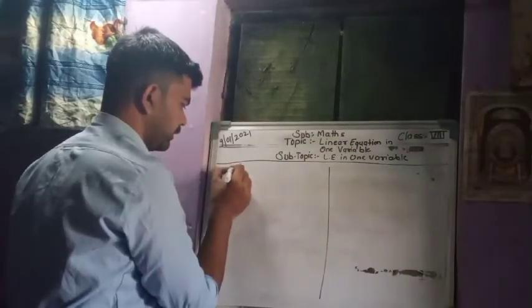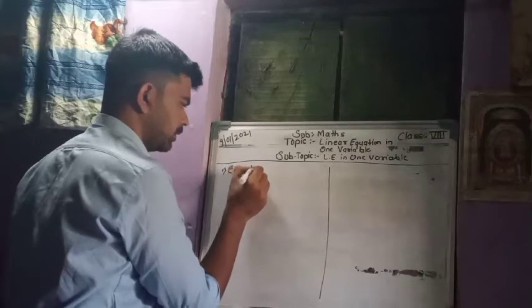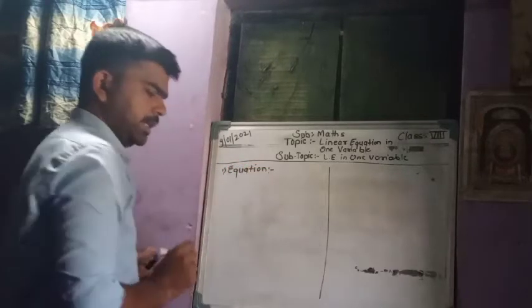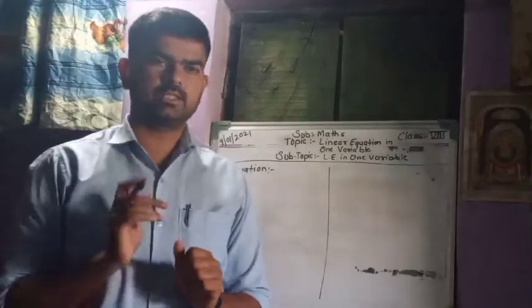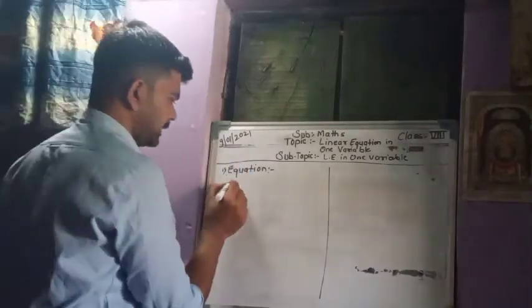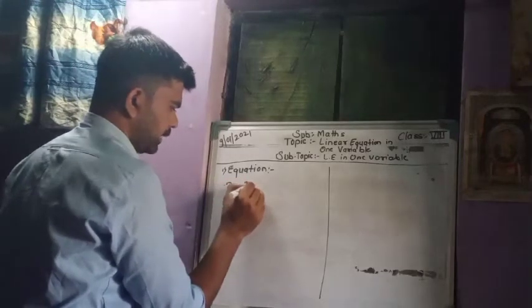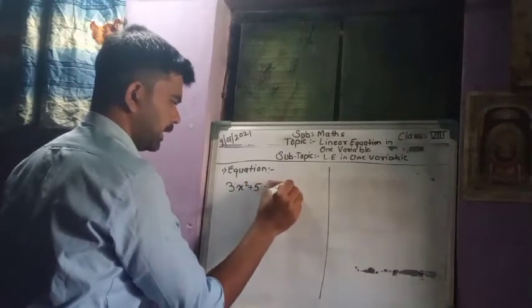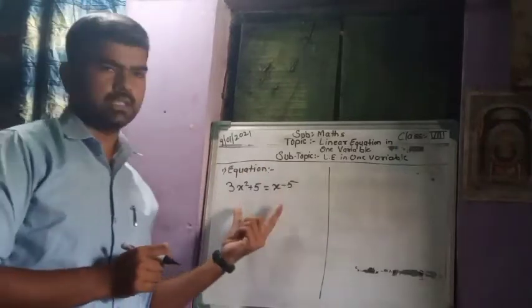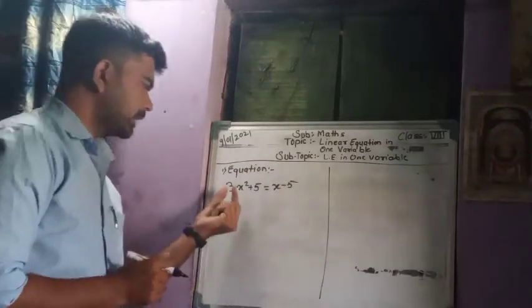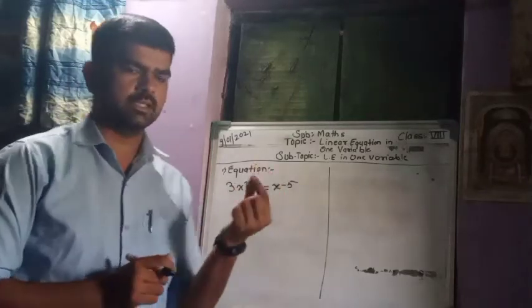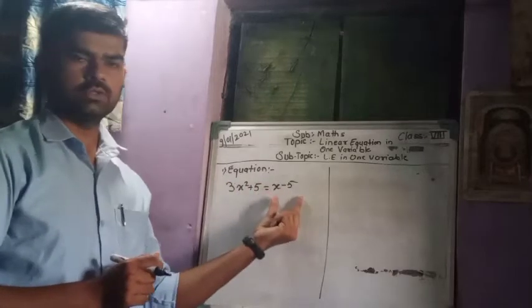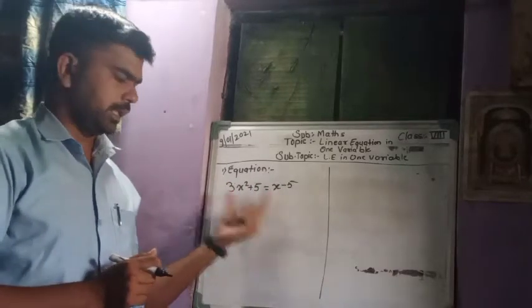First of all, we'll look over what is meant by equation. Equation is nothing but when the two algebraic expressions are the same. For example, 3x square plus 5 equal to x minus 5. These two expressions are equal. How are they equal? Here one variable is there and one constant is there, and here also one variable and one constant. Means here there are two terms, here also two terms. So these are the equations.